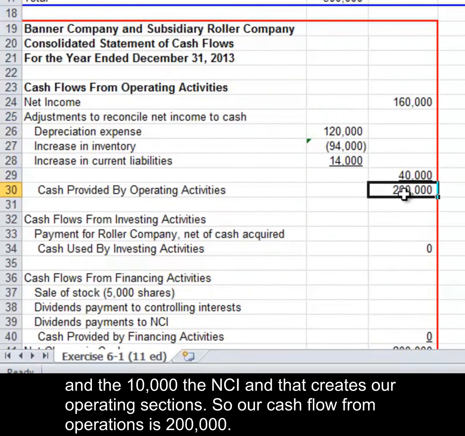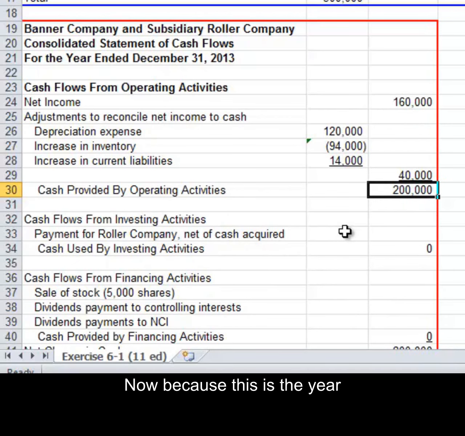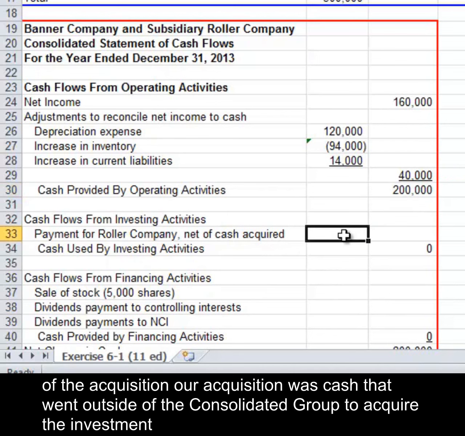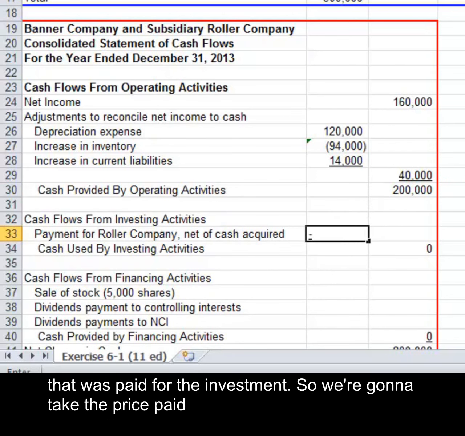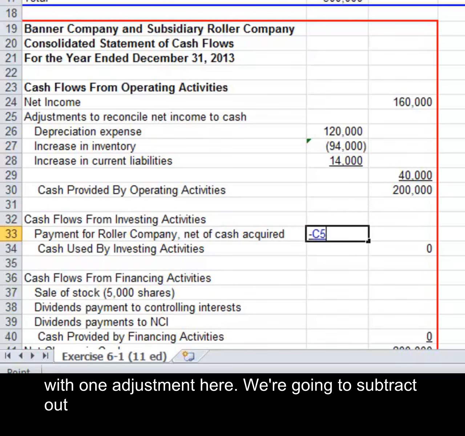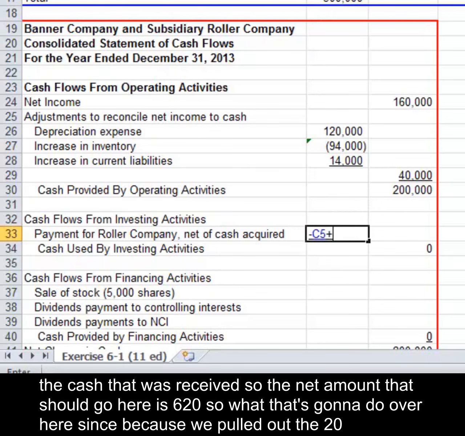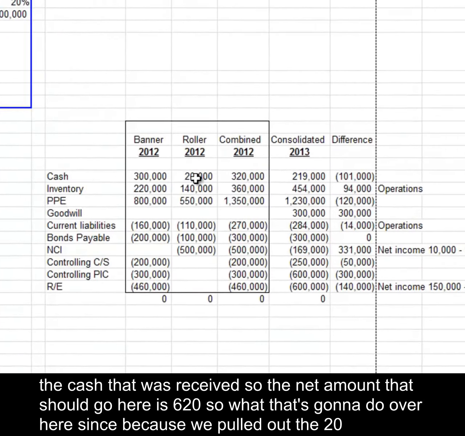So our cash flow from operations is 200,000. Now because this is the year of the acquisition, our acquisition was cash that went outside of the consolidated group to acquire the investment. So that's part of the cash flow statement in the initial year. So we need to subtract out the cash that was paid for the investment. So we're going to take the price paid with one adjustment here. We're going to subtract out the cash that was received. So the net amount that should go here is $620.